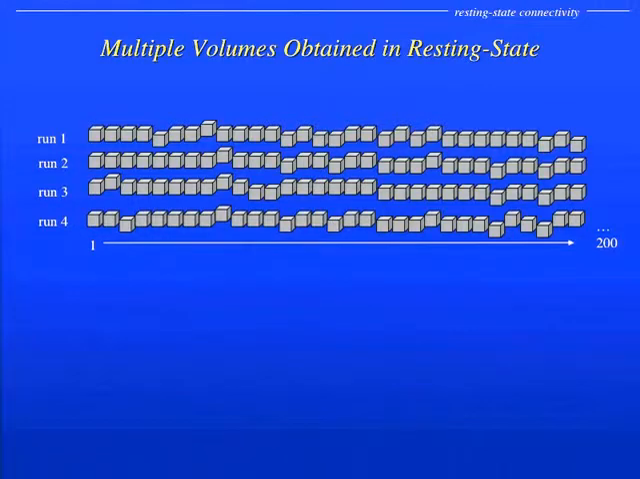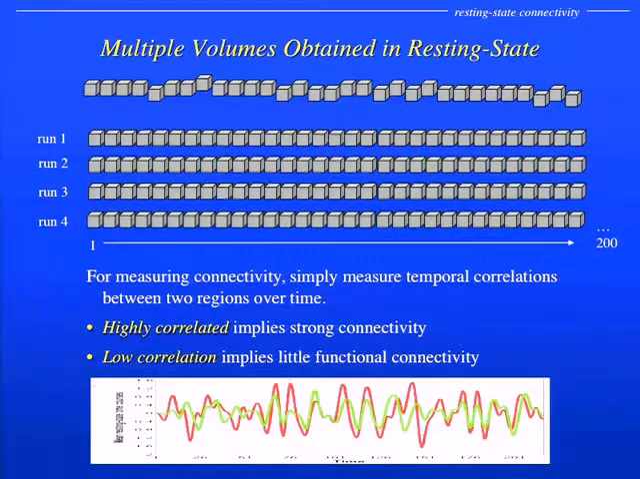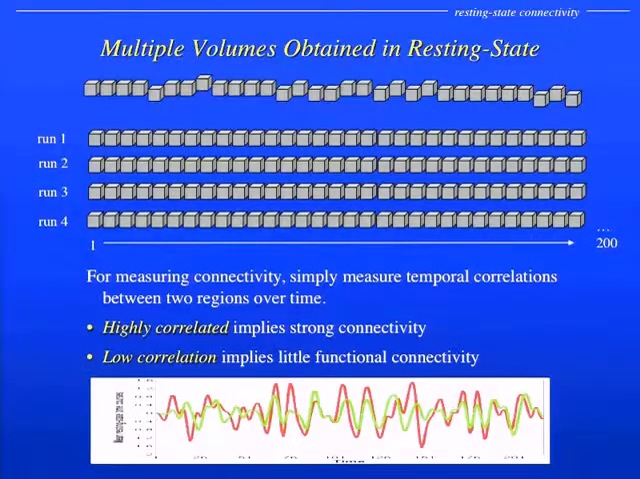It's very similar to what I just showed about task-based fMRI. We run continuously and collect these brain volumes. We can realign them, and then we're just looking at different brain regions. If each of these represents a brain volume, we correlate one region of the brain with the rest of the brain or with other regions. A high correlation implies strong connectivity, and a low correlation implies limited functional connectivity. So it's a very simple basis for this method.